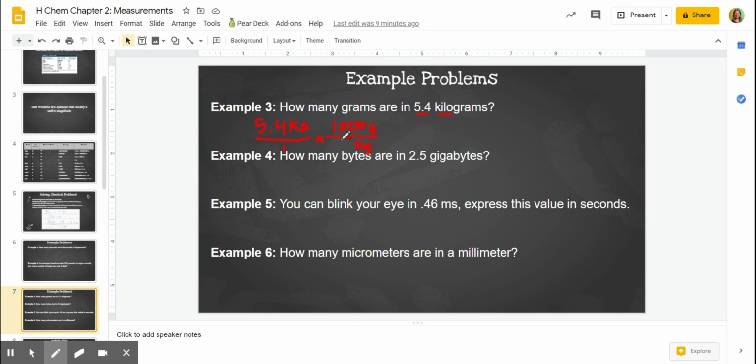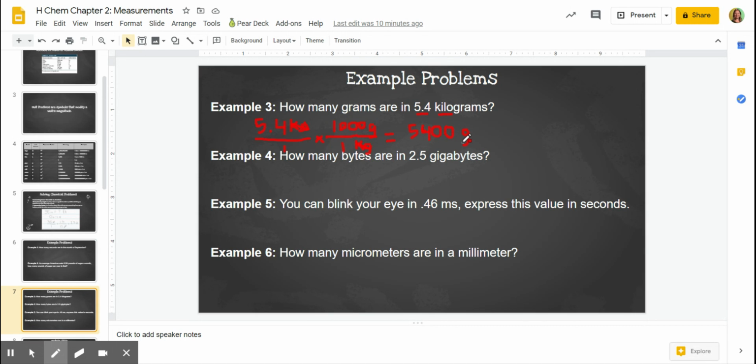In 1 kilogram, and if you multiply a number, kilograms cancel, by 1,000, you're moving the decimal as many places as there are zeros to the right. So there's 3 zeros, so I'm going to move the decimal 1, 2, 3 places, and I will get 5,400. And you can do that on your calculator as well if you don't want to just move the decimal around. There's that many grams.